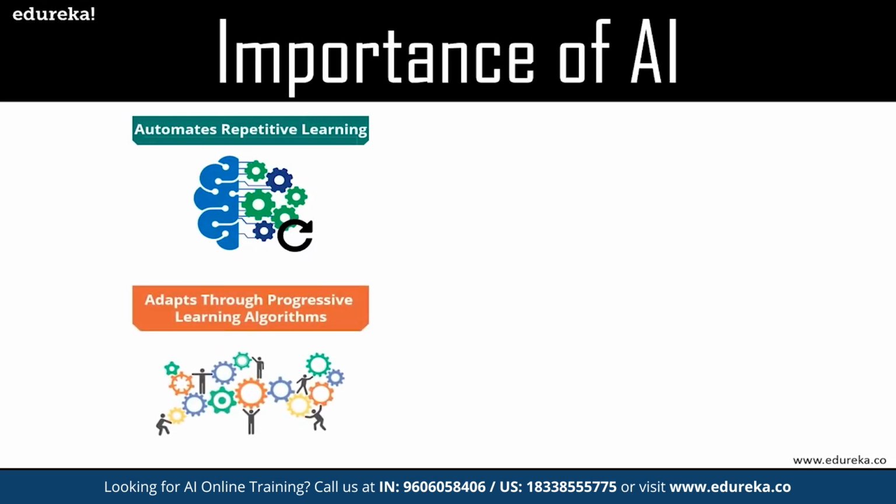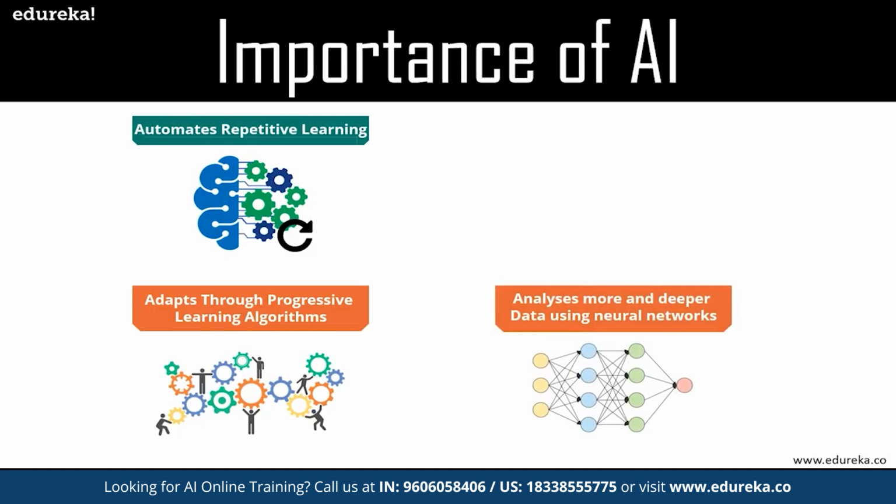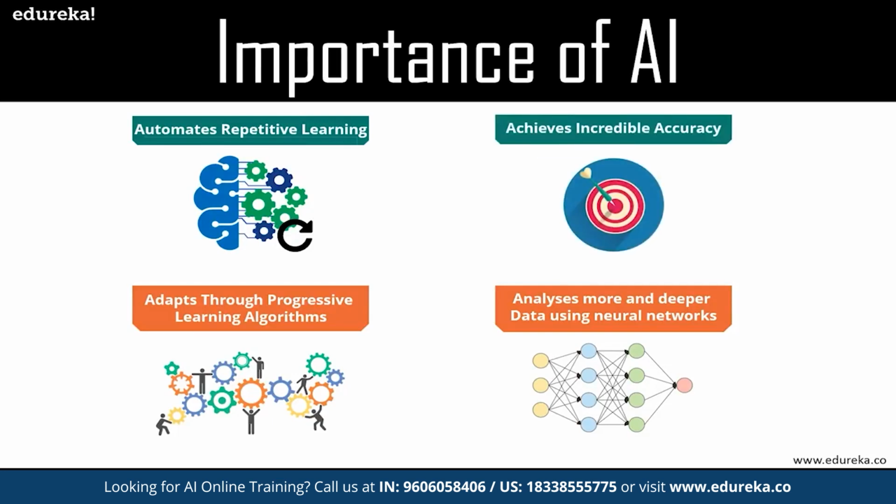Now, AI adapts through progressive learning algorithms to let the data do the programming. The algorithm becomes a classifier or a predictor. So just as the algorithm can teach itself how to play any game, it can teach itself what product to recommend next online. It analyzes more and deeper data using neural networks that have many hidden layers. You need lots of data to train deep learning models because they learn directly from the data. The more data you can feed them, the more accurate they'll become. Now, AI achieves incredible accuracy through deep learning neural networks, which was previously impossible.